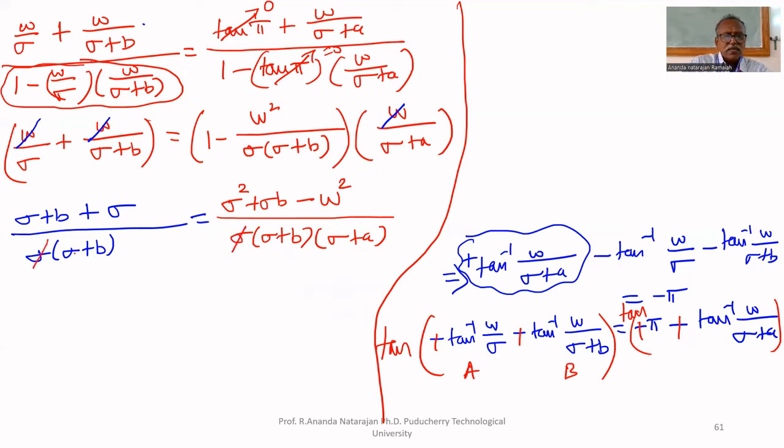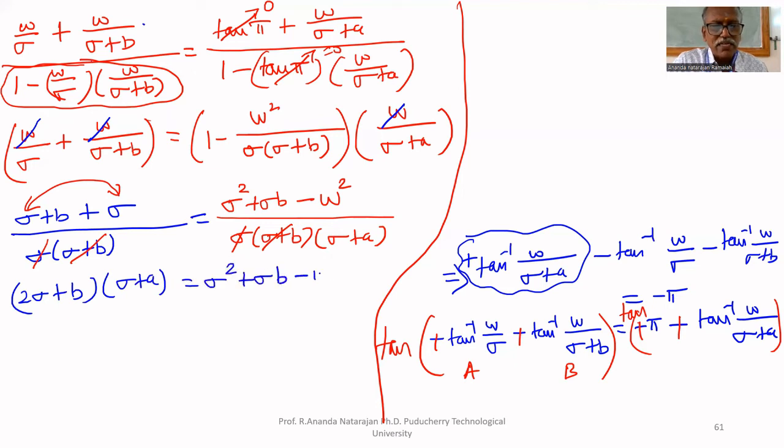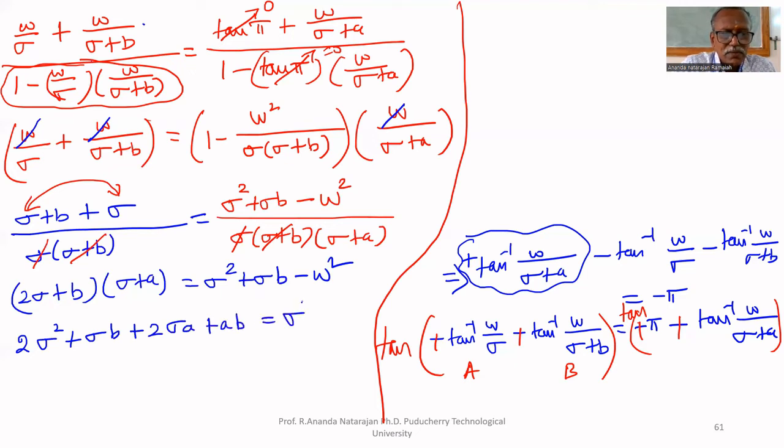So this gets cancelled. This is also getting cancelled. 2 sigma plus B multiplied by sigma plus A equal to sigma square plus sigma B minus omega square. Or you will get 2 sigma square plus sigma B plus 2 sigma A plus AB equal to sigma square plus sigma B minus omega square.